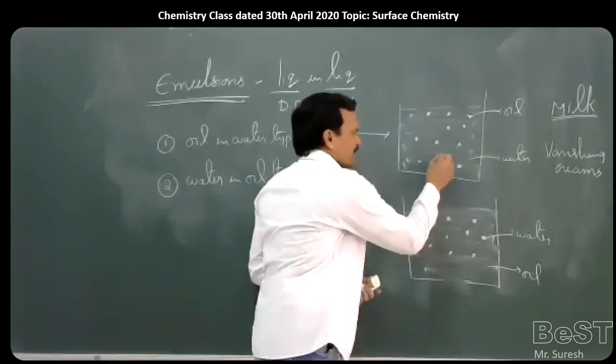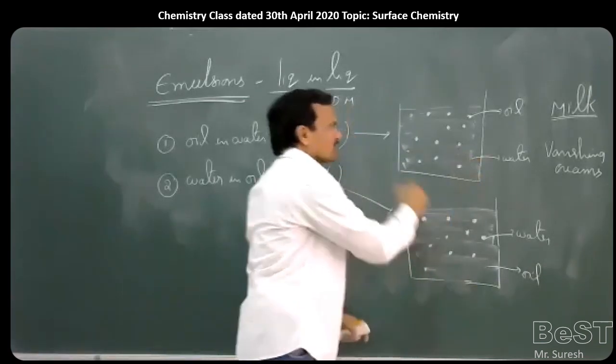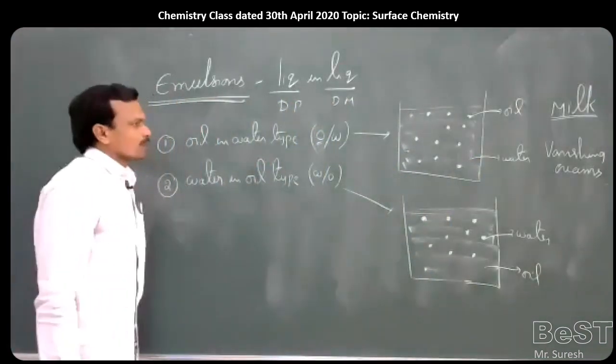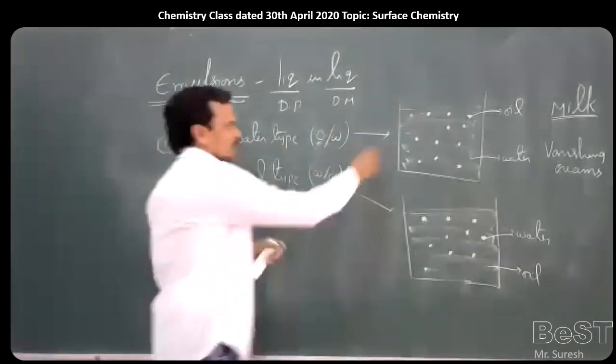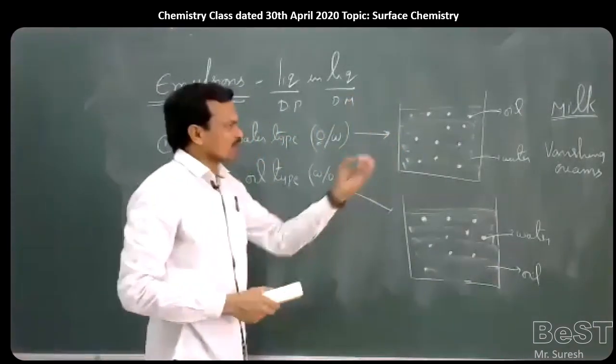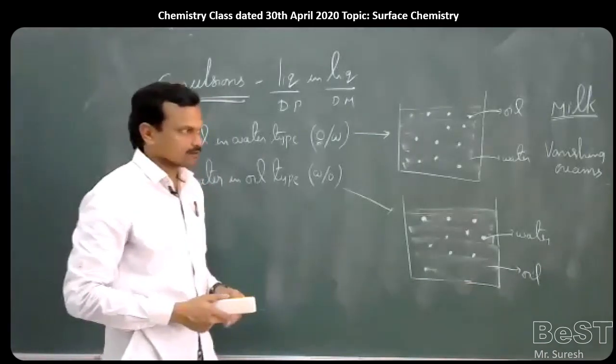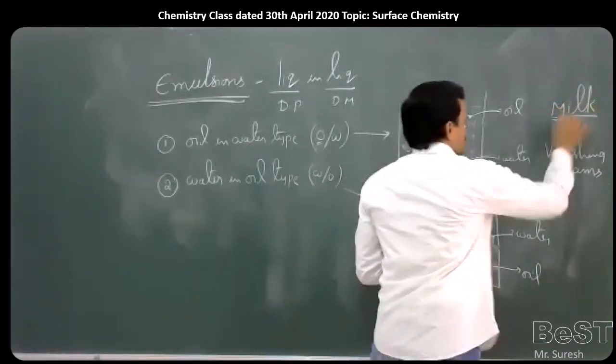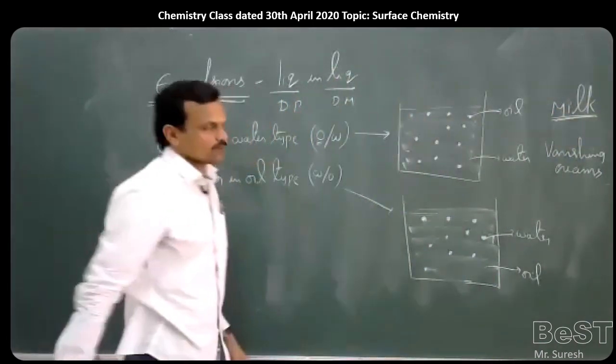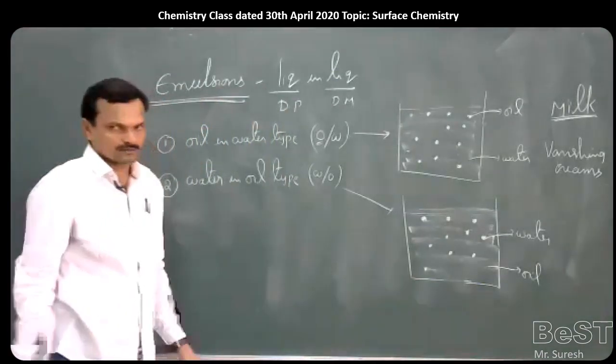If you take some milk and, without boiling it, keep it for a long time, what happens? The milk will be spoiled. After a long time, if you boil it, curdling takes place. That means the emulsions are less stable. So we cannot keep them stable for a long time.